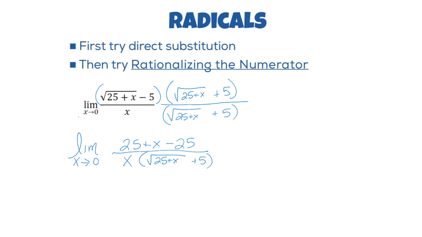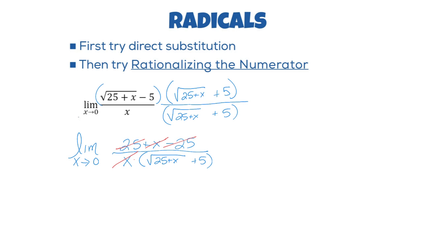Okay, so now I've rewritten it. Now let's see if there's any reducing that can happen. This 25 and this negative 25 are going to cancel. And we got lucky here. This x now is sitting by itself, so it is fair game to reduce with this x that's being multiplied. Okay, and then I think that's it.